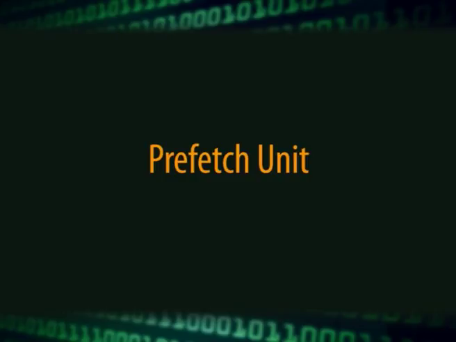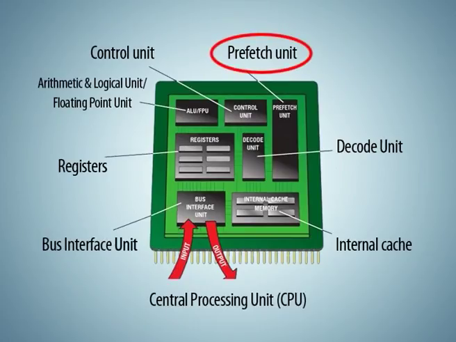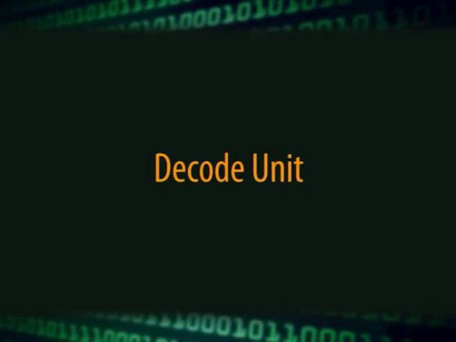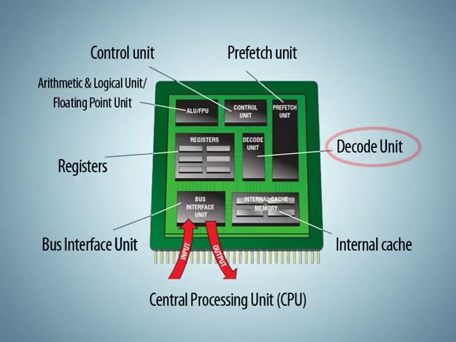The third important component is the prefetch unit. The prefetch unit fetches the data and instructions in advance so as to avoid delays in processing. The fetching in advance eliminates the speed mismatch between CPU and memory. The next component is the decode unit. The decode unit receives instructions from the prefetch unit, identifies the type of the instruction to be executed, and accordingly instructs the control unit and ALU.